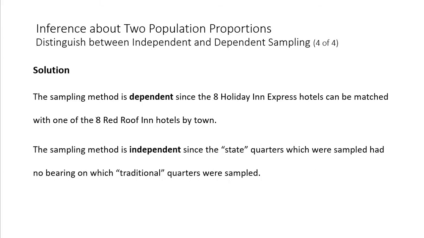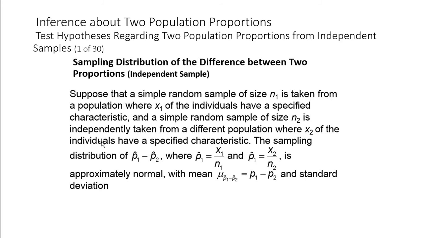Notice from the first example that the sampling method is dependent. The 8 Holiday Inn Express hotels can be matched with one of the 8 Red Roof Inn hotels by town, while the second sampling method is independent, since the state quarters which were sampled had no bearing on which traditional quarters were sampled. Let's look at the sampling distribution of the difference between two proportions.